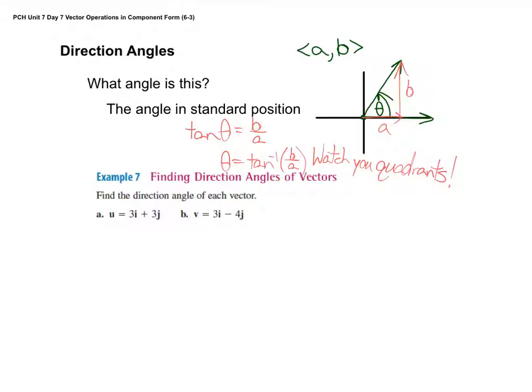Watch your quadrants. Okay? Now, here's what I'm talking about. We have vector u. If you want to rewrite it in component form, it would be 3, 3. What's the angle there? 45. It's a 45-degree angle. We see it's an isosceles right triangle. If you did theta equals the inverse tangent of 3 over 3, you'd get inverse tangent of 1, which is 45 degrees.